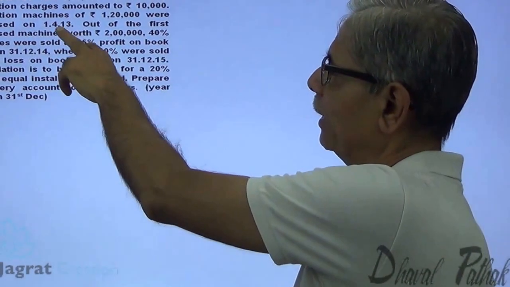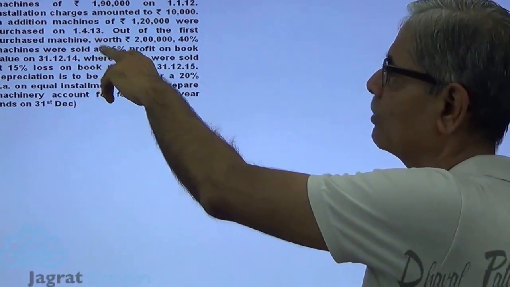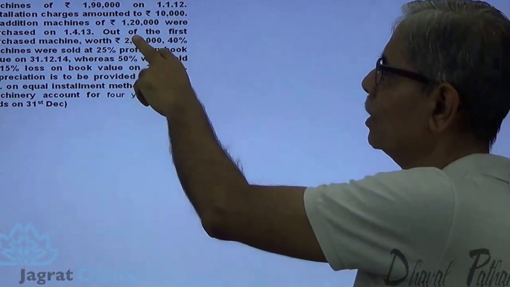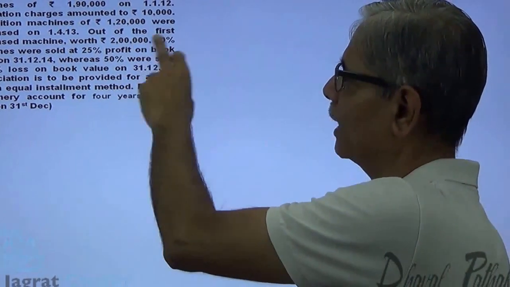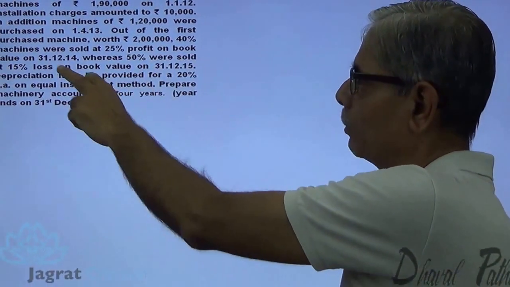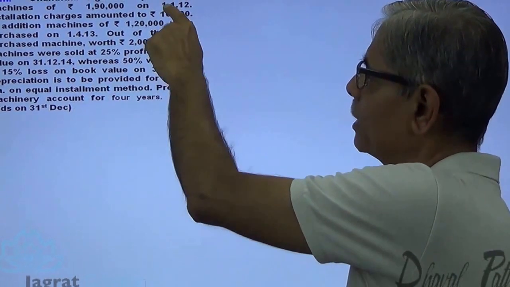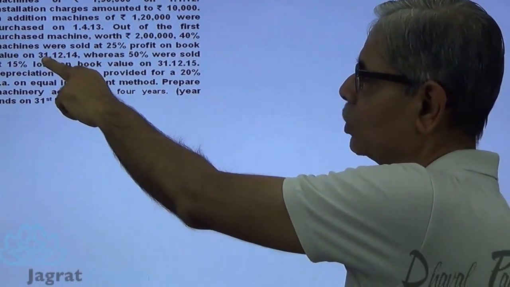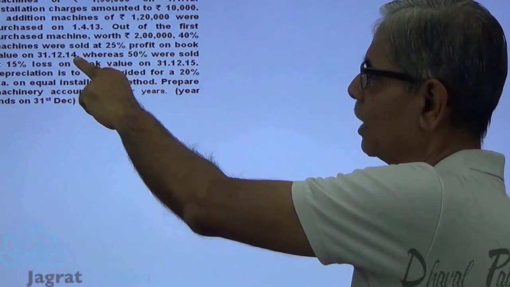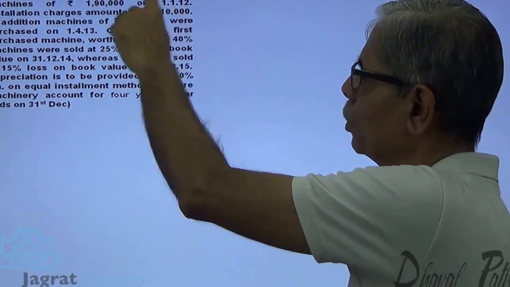In addition, a machine of rupees 1,20,000 was purchased on 1/4/2013. Out of the first machine for 2 lakhs, 40% was sold at a profit of 20% on book value on 31/12/2014. Purchased on 1/1/2012, sold on 31st of December 2014. Accounting year ends on 31st of December.